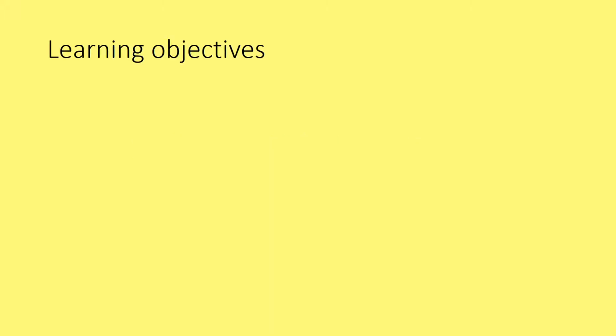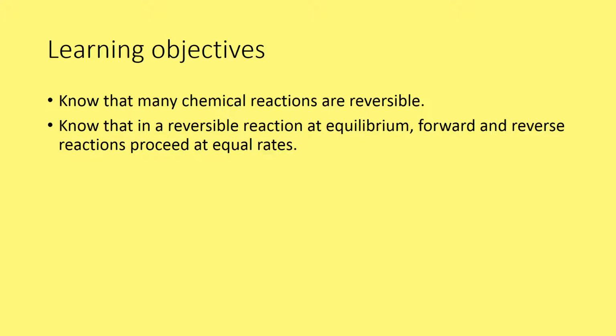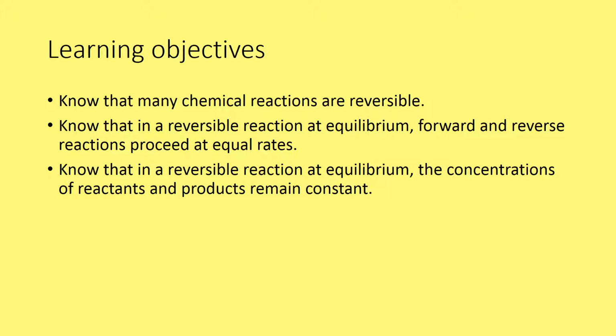Our learning objectives for this lesson are, firstly, we want to know that many chemical reactions are in fact reversible. They go in two ways at once. Also, we want to know that in a reversible reaction at equilibrium, the forward and reverse reactions proceed at the same rate. And what that means is that for a reversible reaction at equilibrium, the concentrations of the reactants and products are the same. And that follows on from the forward and reverse reaction rates being the same.